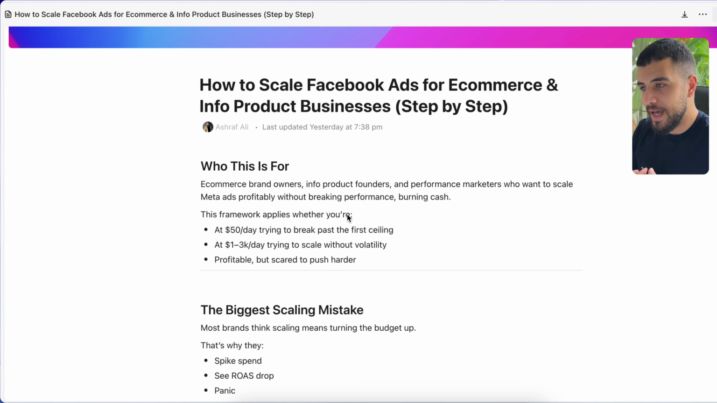They get stuck at $1,000 to $2,000, maybe $3,000 a day, and they are usually not able to go past that to $5,000, $7,000, and $10,000 a day in daily ad spend. It also applies if you're profitable but you're scared to push harder because you're not sure what to do, how to do it, and in what order to do it.